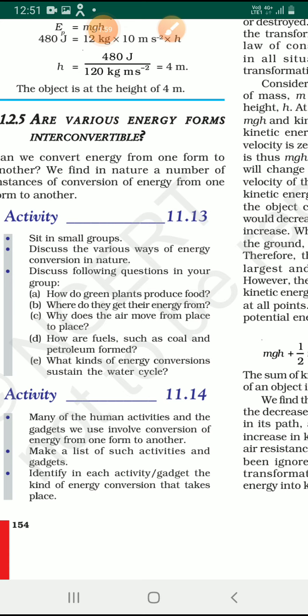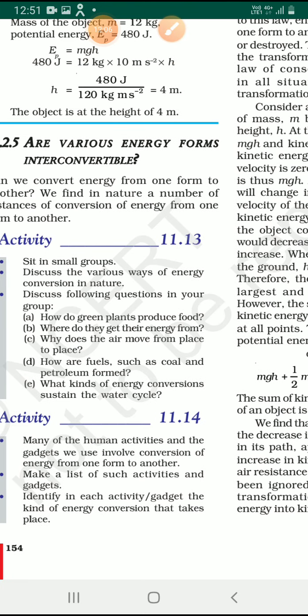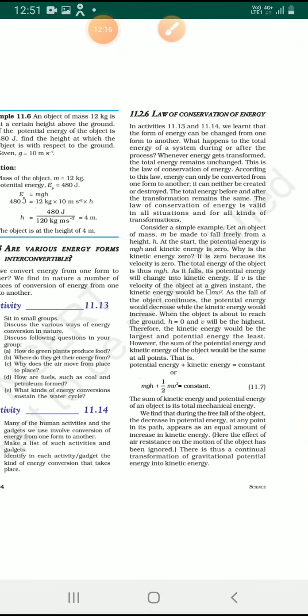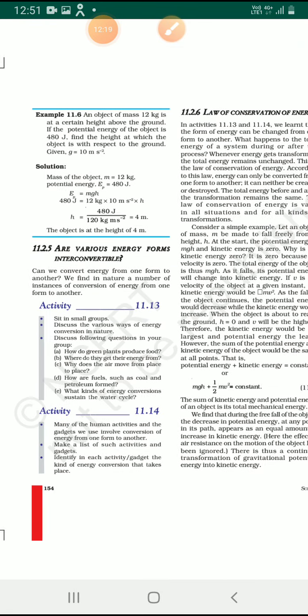In the light, electrical energy is converted into light energy. In the iron box, electrical energy is converted into heat energy. In the electric kettle, electrical energy is converted into heat energy. So in such gadgets, conversion of energy takes place. Okay, remember that.